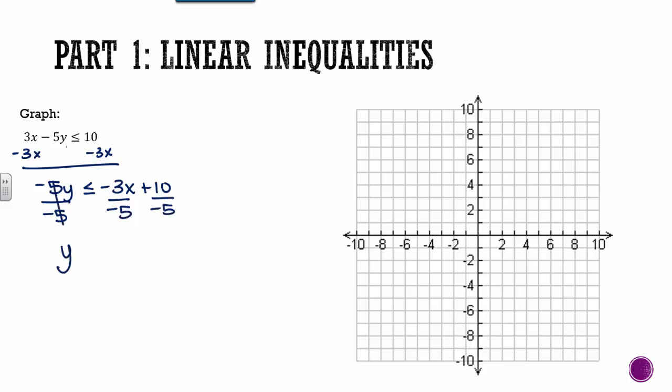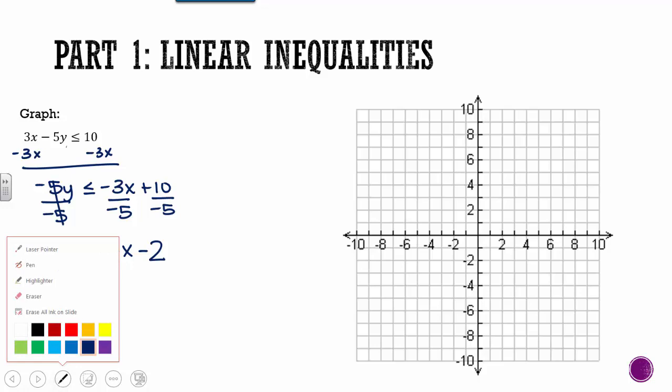So hopefully some light bulbs are going off in your head that when you divide by a negative, you have to remember to flip the sign around. Still holds true no matter what we're doing. And then we go to graph this just like we would graph any other line that we have ever done.